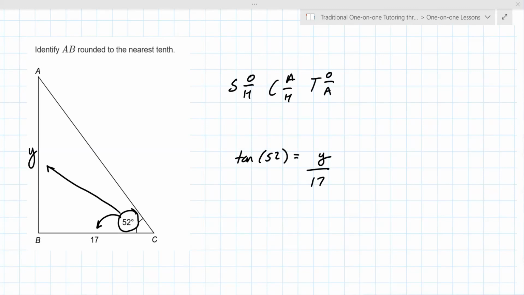Well, you can swap positions, but that doesn't help you, right? It doesn't. Because then it's still on the bottom there. So how do you clear something from the bottom? You multiply 17 on both sides. Perfect. And then it cancels here. So what are you going to enter into your scientific calculator? So 17 times the tangent of 52. Yes.